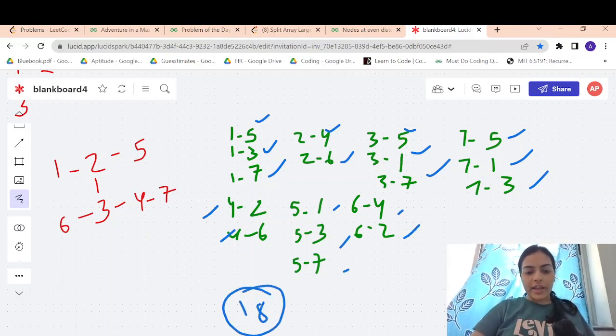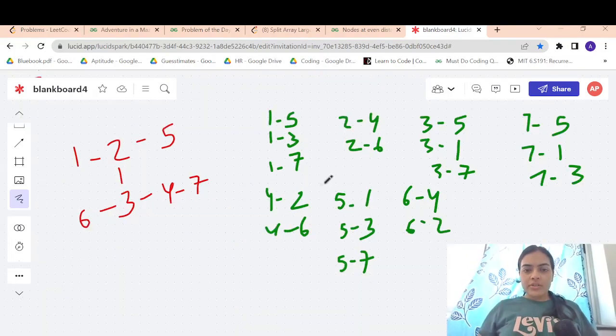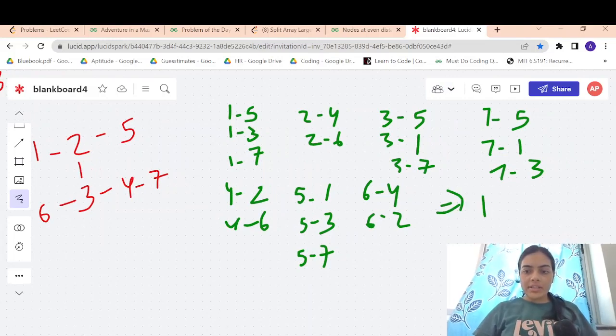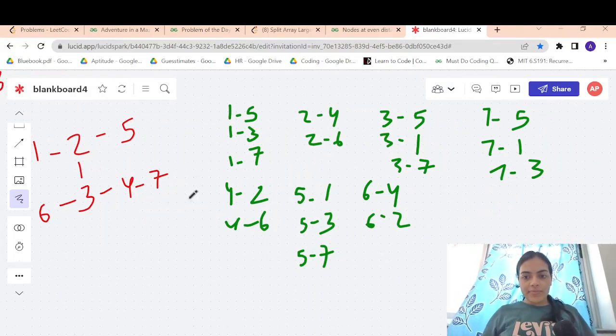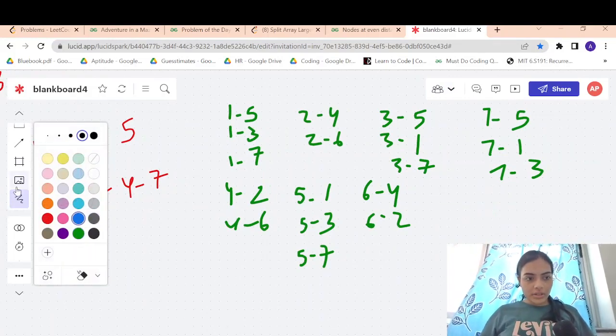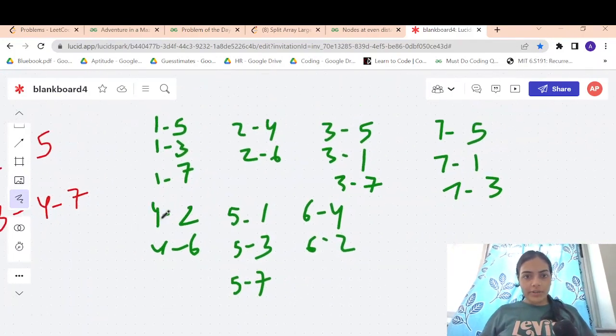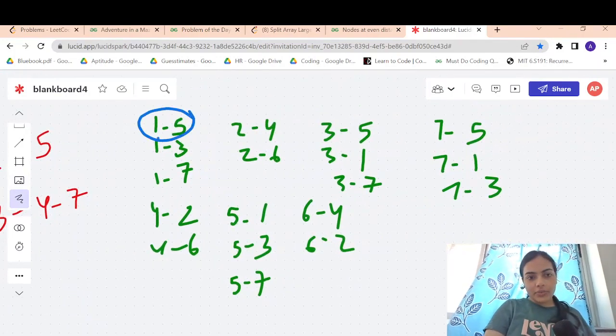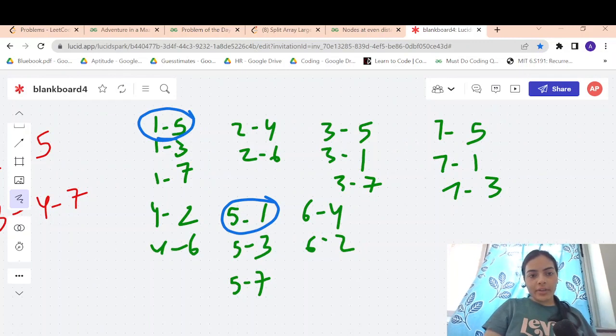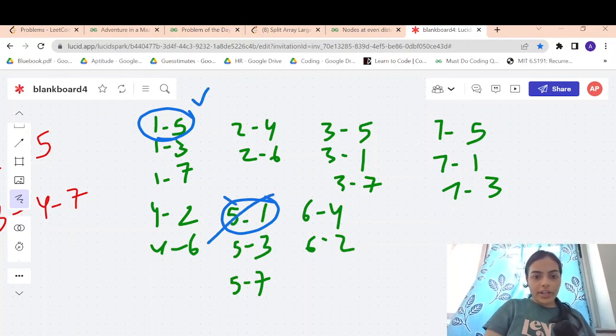So do we really have 18 as the answer? In this case we are getting the answer as 18, but actually we are counting nodes 2 times. How are we counting nodes 2 times? For example, you have seen 1, 5 and you are also writing 5, 1. So if you have taken 1, 5, you need not take 5, 1 again.